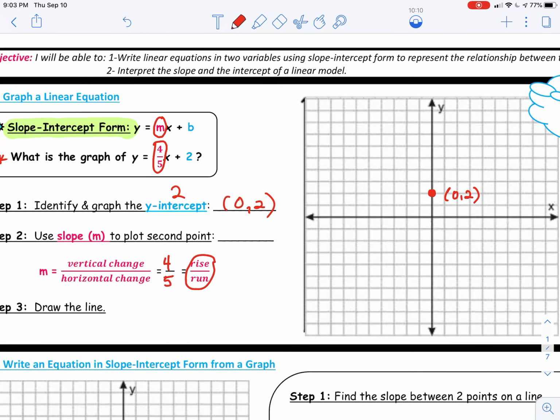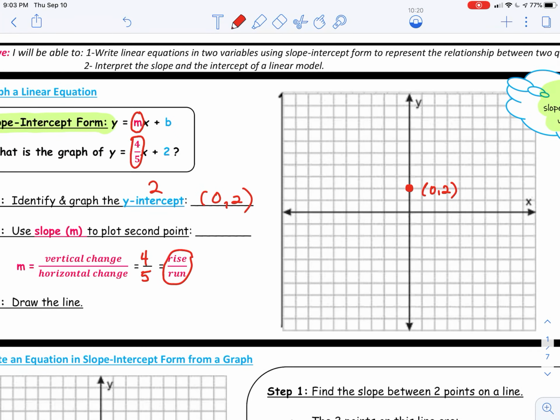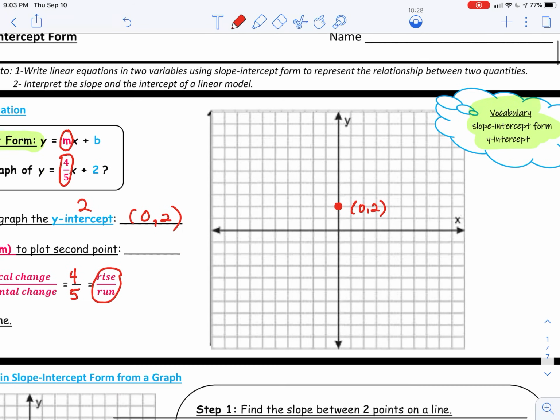So knowing that I have that information in my slope-intercept form, I have the 4/5, I can figure out where to plot that second point, and then I can draw my line. So let me show you how that's done. We always start at our y-intercept, which was over here on the graph, at 0, 2.